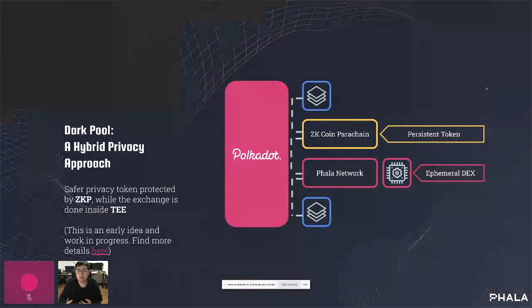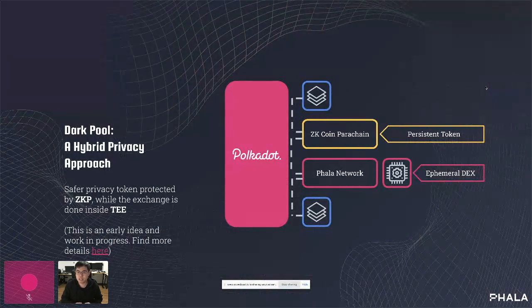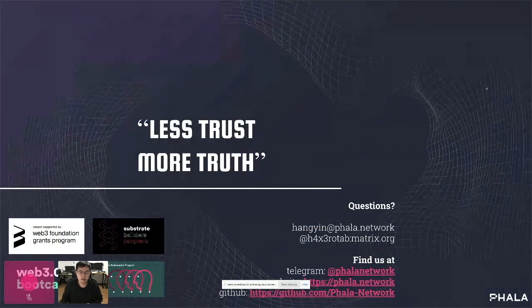We can also combine different utilities and different parachains together. For example, if there is a zero knowledge parachain to protect token privacy, we can combine it with us, and we can run a decentralized exchange on the Phala network side, because a DEX is more complicated than a token, and it's very hard to use zero knowledge proof to protect it. So that's all from my side.